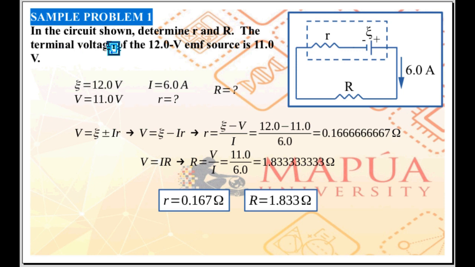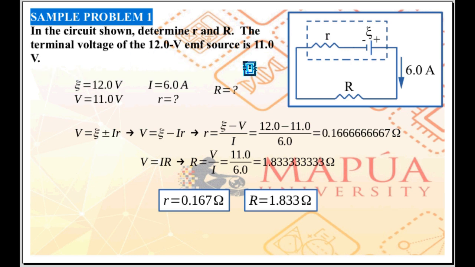In the circuit shown, determine small r and capital R. We have two resistors, resistance small r and resistance capital R. The terminal voltage of the 12 volts EMF source, the terminal voltage is 11 volts.